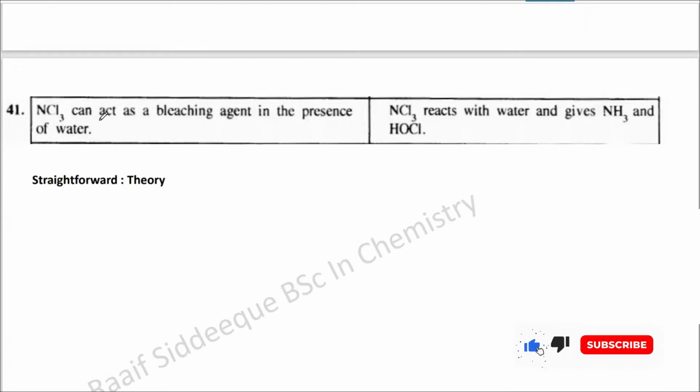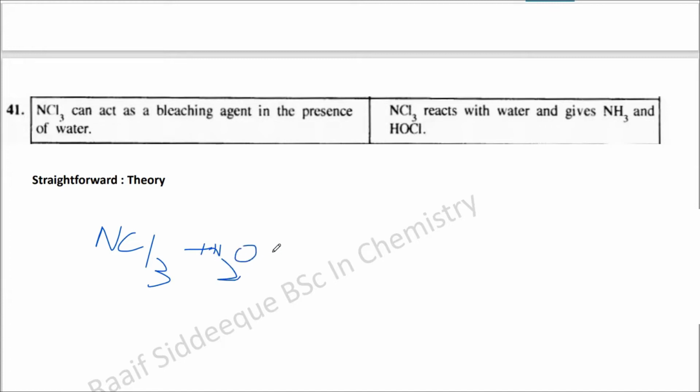So NCl3 can act as a bleaching agent in the presence of water. What is necessary here is only the reaction that you need to know with water, right? When NCl3 reacts with water, it will produce ammonia and HOCl.